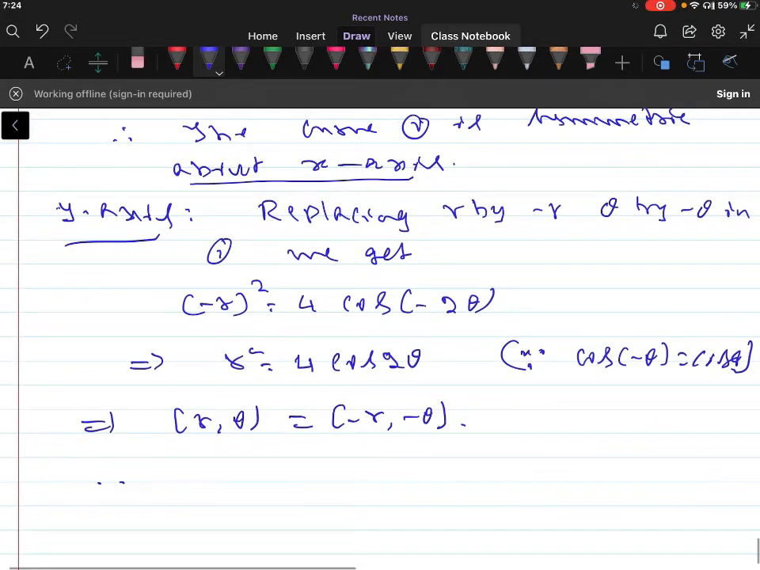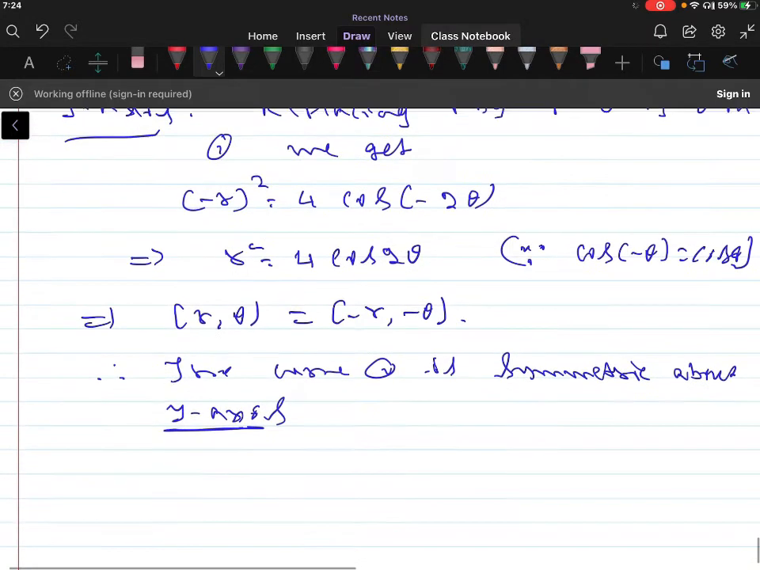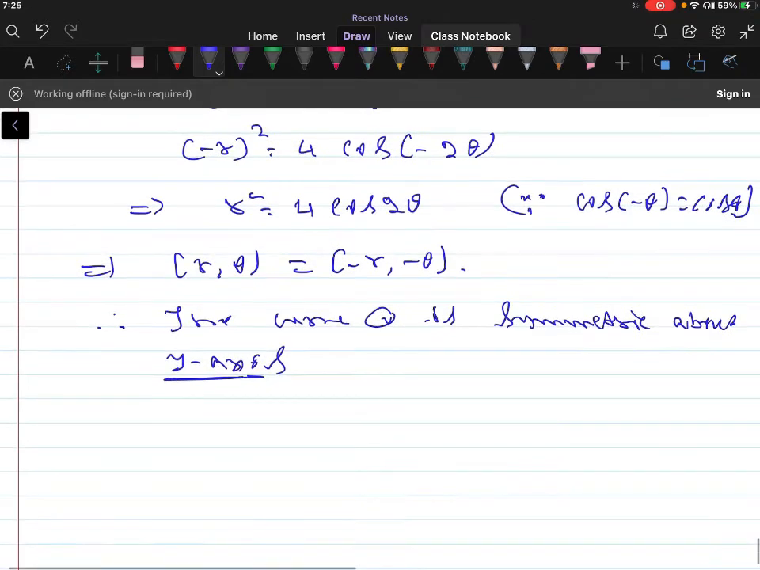So therefore the curve 1 is symmetric about the y-axis. Now let us verify whether the given equation is symmetric about the pole or not. So about the pole.